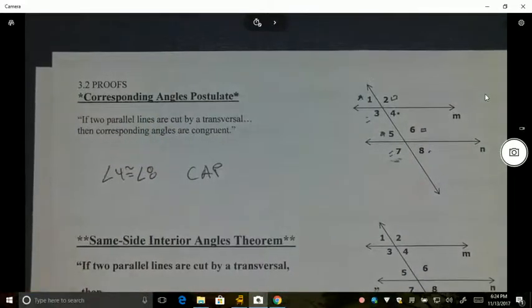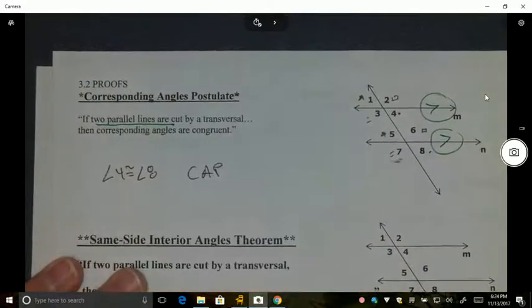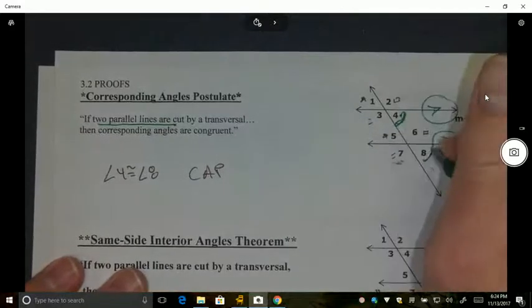Now the only reason I can say this is if the lines are parallel. They did tell us that they were. I forgot to mark it. I'm going to mark it. Now I can say that those angles are congruent.